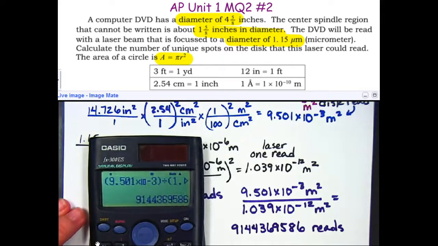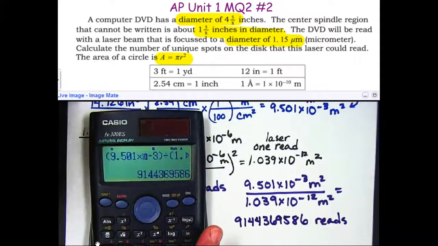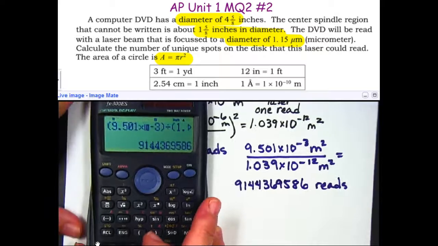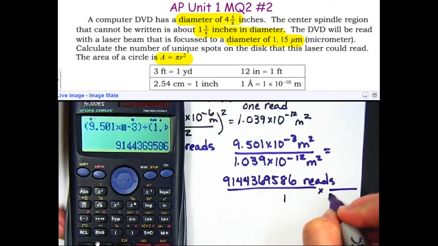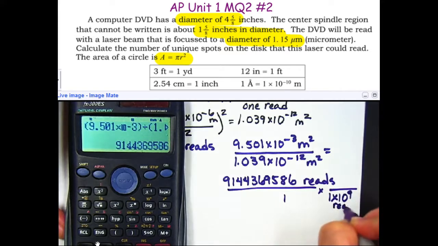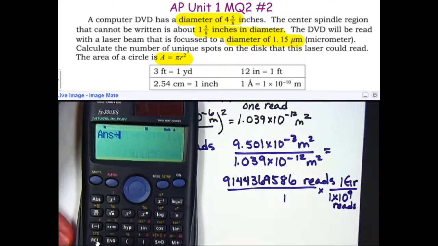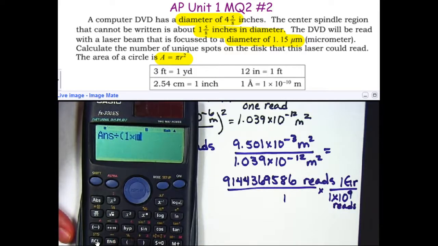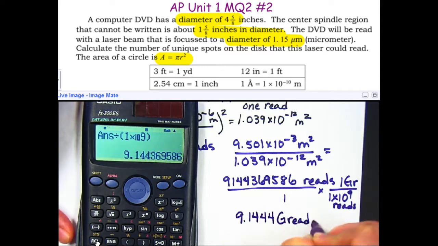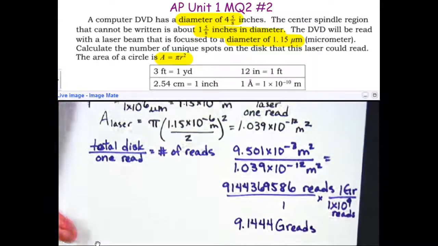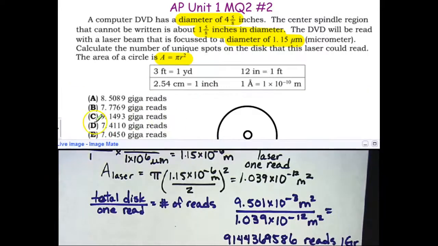However, the answer wants to know how many gigareads we can have. And so if we want to convert the number of reads to gigareads, then 1 times 10 to the 9 reads is equal to 1 gigaread. So I'm going to divide by 1 times 10 to the 9, and that's going to give me 9.1444 gigareads, which if we look at our answer choices, that would be letter C.